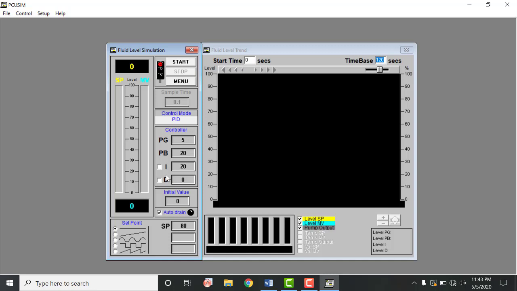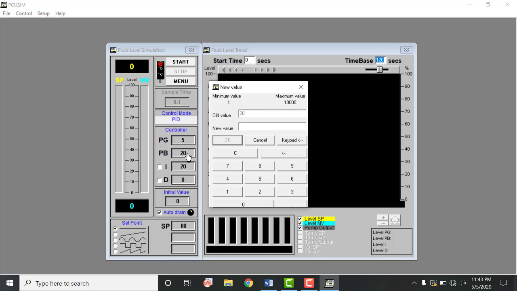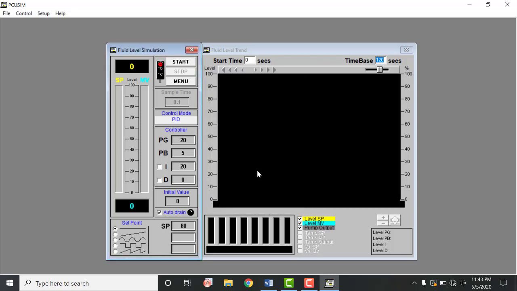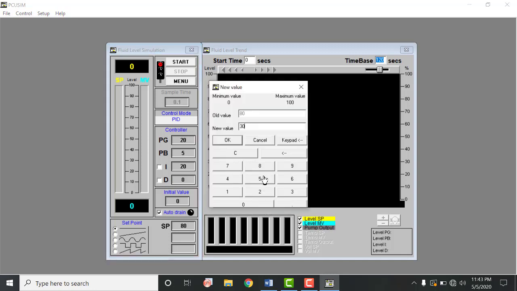Our basic functions are this D derivative, I integral and PB proportional. You can keep it at any value of your desire, but I want to change it to 5. Now we will start the simulation, but before starting we have to set the value of the set point. It's around 80, but that would take very much time, so we would set it to 30 or 40. So let's make it 30.